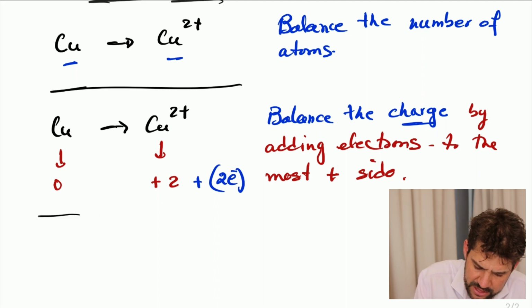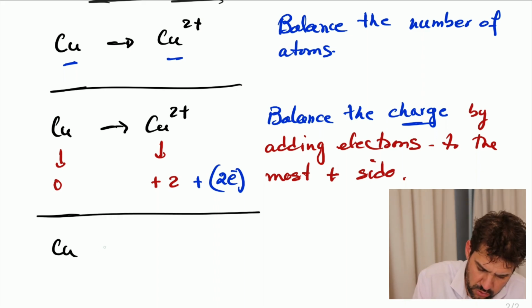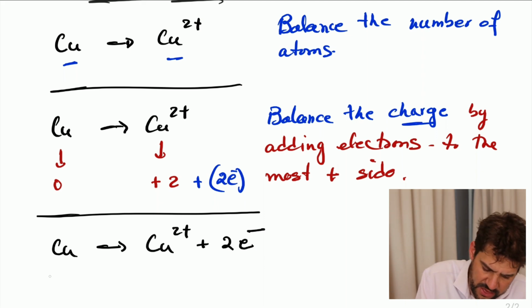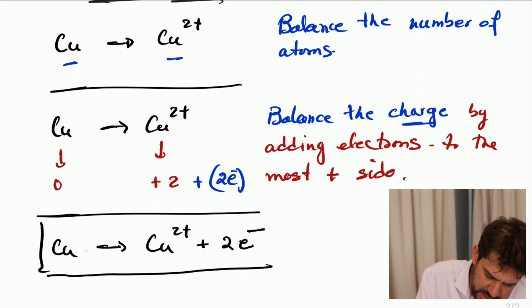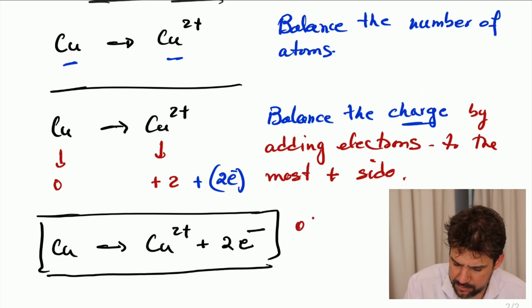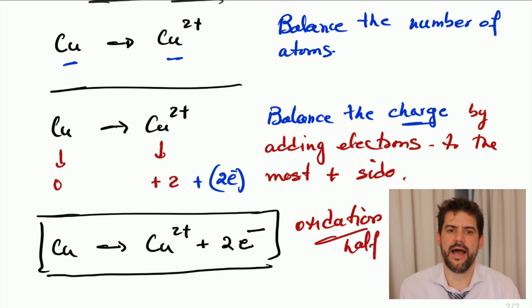And guys, this one now is the oxidation half reaction. Cu arrow Cu2+ plus 2 electrons. This is the oxidation half reaction. I hope it is clear.